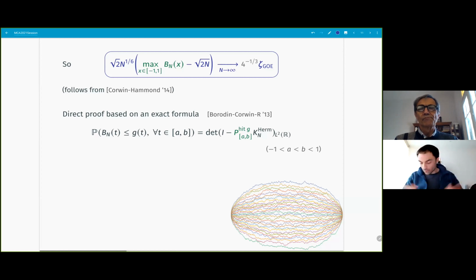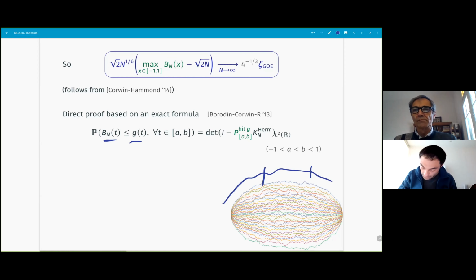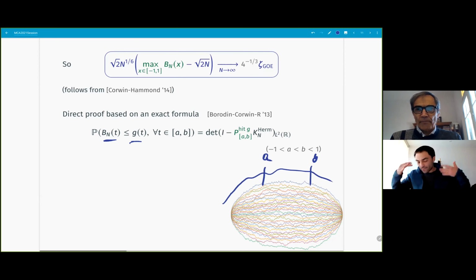This is a formula that really works in a much more general setting. But in this setting, it tells you that if you want to compute the probability that the top path, my Bn, lies below some function g, so I fix some g here, and I want to know the probability that the function lies below there in some interval, say, [a, b], then what I have to do is compute a Fredholm determinant. Probably most of you have heard about it. It's just an infinite dimensional version of the determinant. There's something called the Hermite kernel in this case, which comes essentially from random matrices.